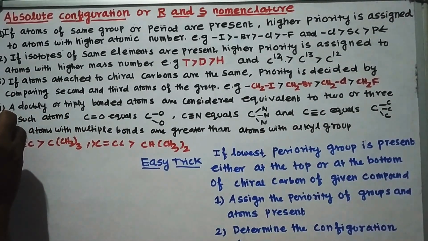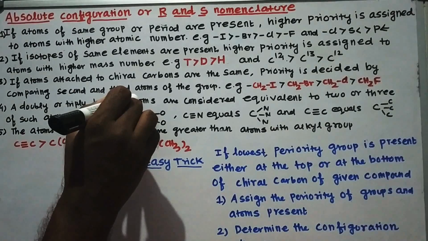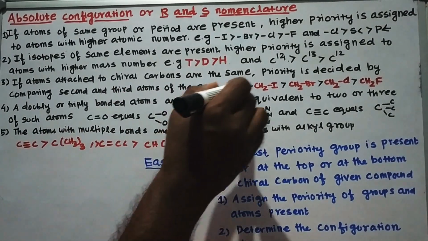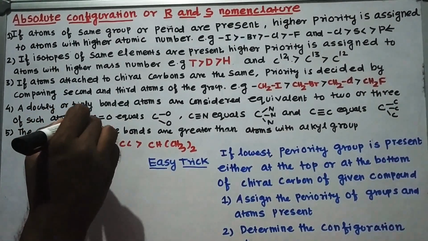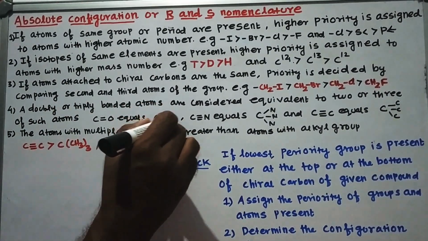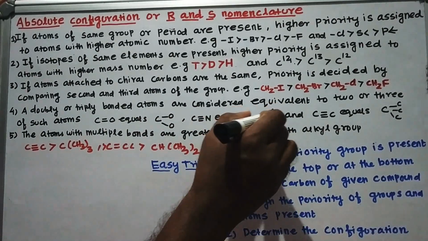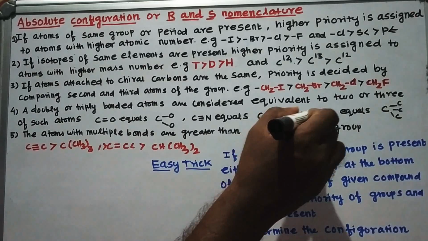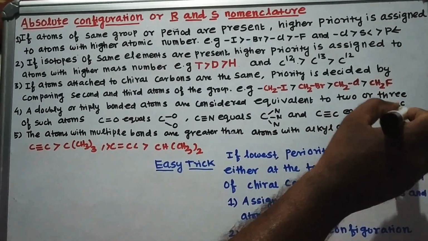Fourth rule: doubly or triply bonded atoms are considered equivalent to 2 or 3 of such atoms. C double bond O equals C single bond O single bond O. C triple bond N equals C single bond N single bond N single bond N. And C triple bond C equals C single bond C single bond C single bond C.